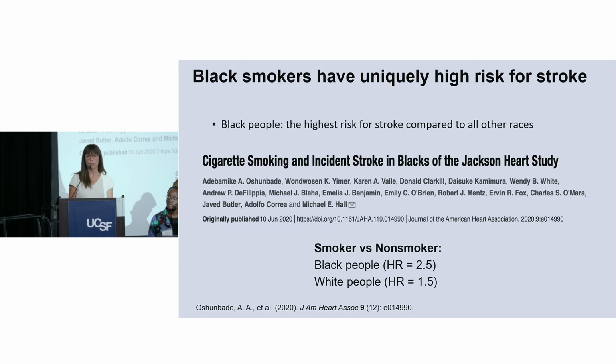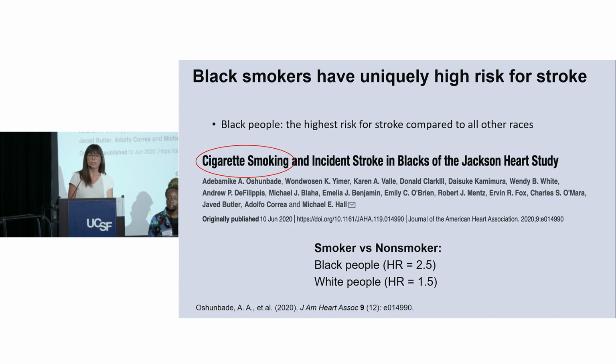Still, one of the well-known and well-established for decades now risk factors, cigarette smoking, was only recently evaluated in this population. And what was found is that Black smokers compared to non-smokers have 2.5 times higher risk for stroke. And when we compare to the reported stroke risk among the white people, for example, where it is 1.5, it is much greater. So how can we explain this? And this is after we adjust for traditional risk factors.